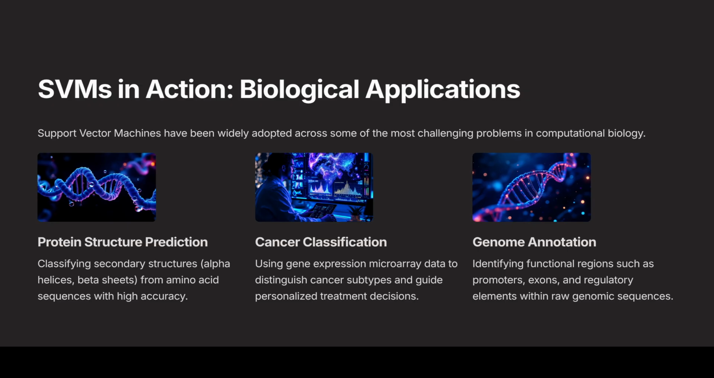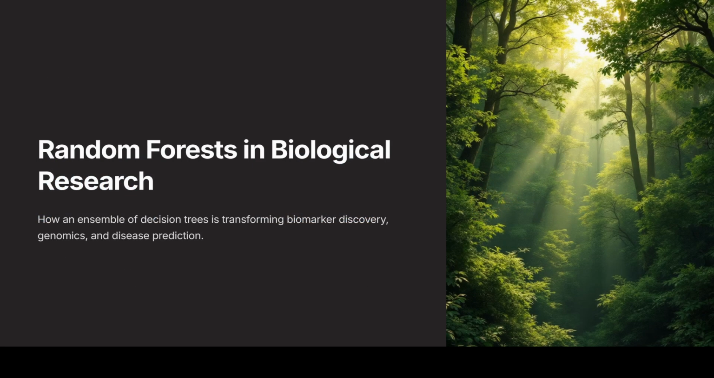Support vector machines have been widely applied in biological problems such as protein structure prediction, cancer classification using gene expression data, and genome annotation. Next, we look at random forests. Random forests are based on decision trees. A decision tree makes predictions by asking a series of questions about the data.